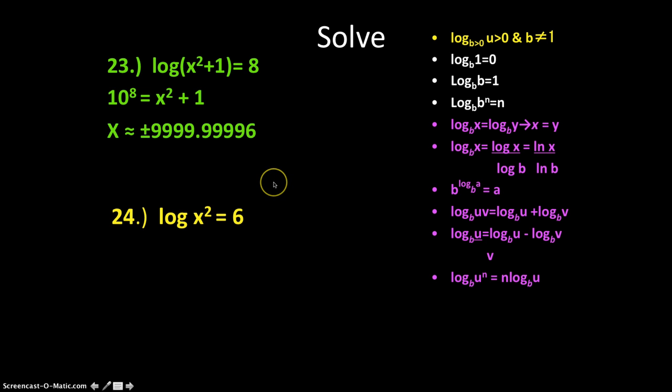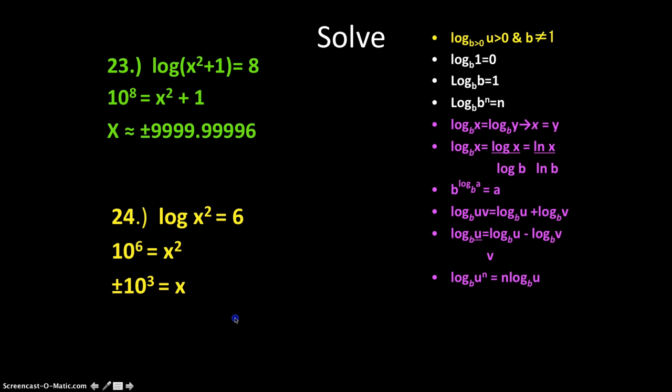On we go to a very similar problem, a little easier. And again, we have a base 10 that we want to write. We use our exponent. 6 is our exponent. 10 is our base. So again, this is 10 to the 6th equals x squared. Square root both sides and you get plus or minus 10 to the 3rd, which is plus or minus 1,000.